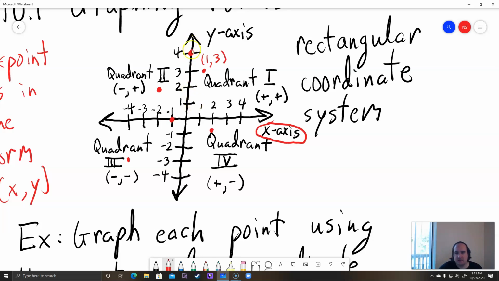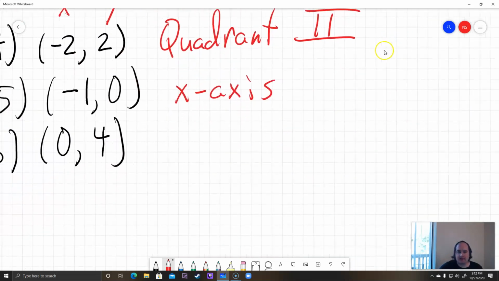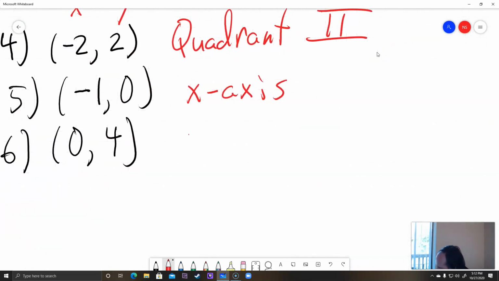And as you can see, this is in between quadrant 1 and quadrant 2, but it's actually lying right on the y-axis. So that's what we're going to be writing for our answer. Because this point is directly on the y-axis, y-axis is what it lies on. It's not actually in a quadrant.